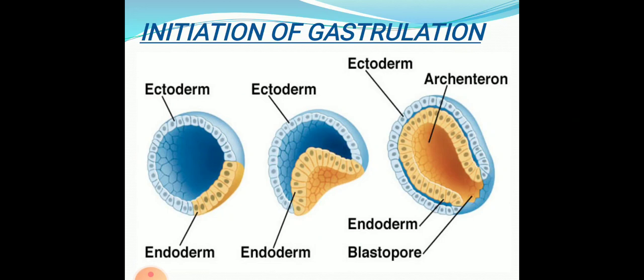So the involuted cells move away from the blastopore into the embryo. That movement of the cells is called divergence. It means the cells move away from the blastopore into the embryo.